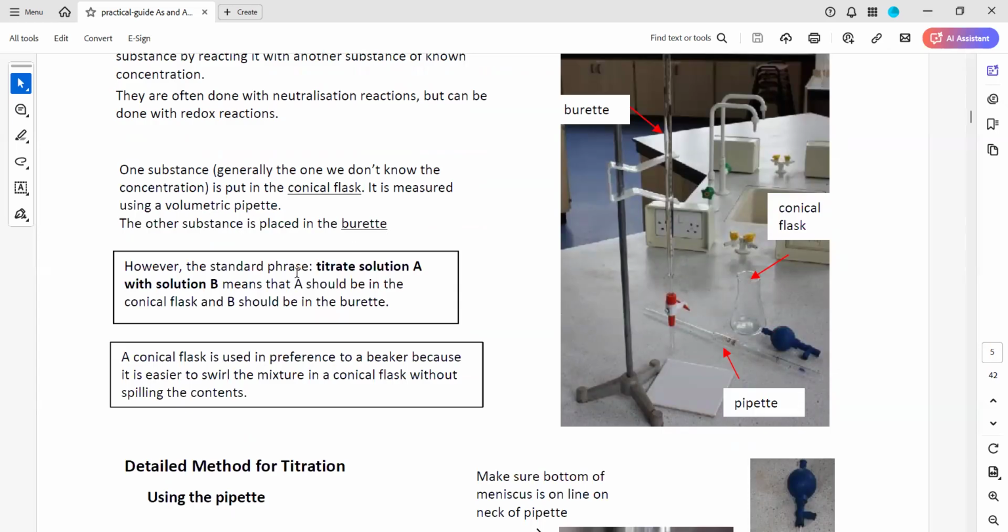So normally, what is a standard phrase? The substance whose concentration we generally don't know, we put in a conical flask. It is measured using a volumetric pipette, and the other substance is placed in a burette. So when we say titrate solution A with solution B, it means A should be in the conical flask and B should be in the burette.